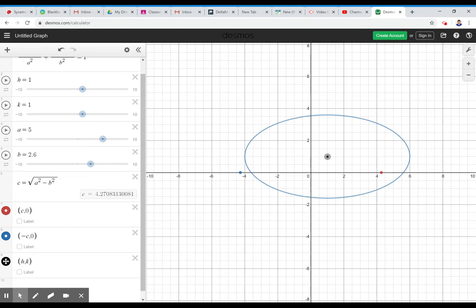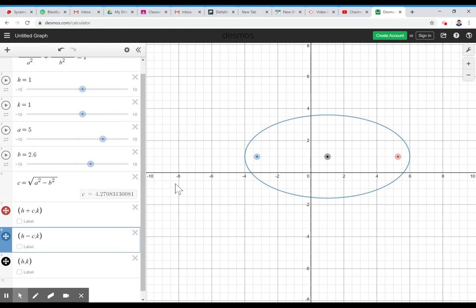So what we realize is that the foci are just going to be h plus c comma k, because they need to have the same y value as the center, and then the x value is going to be shifted by the c value, and then h minus c comma k.